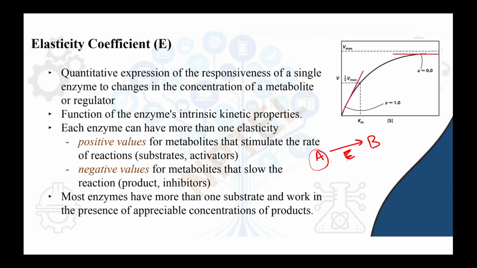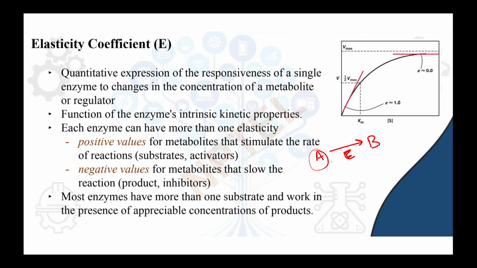Elasticity coefficient is positive for the metabolites that stimulate the rate of reaction and negative for the metabolites that slow the rate of reaction. So if the concentration of B goes up, the pathway gets the signal, okay, we don't need more B. So the enzyme E will be negatively regulated. Enzyme E won't be making more of the product B, so the elasticity coefficient for this enzyme will be negative. That means the reaction has slowed down. Is this clear to you?